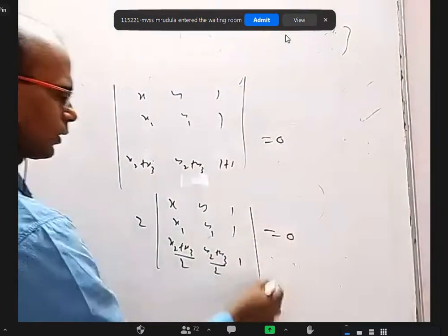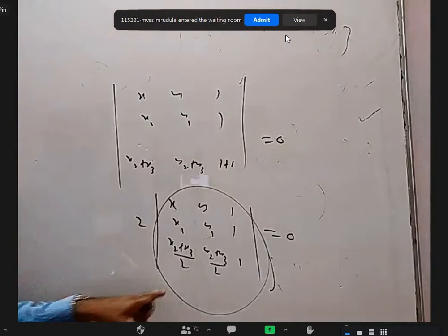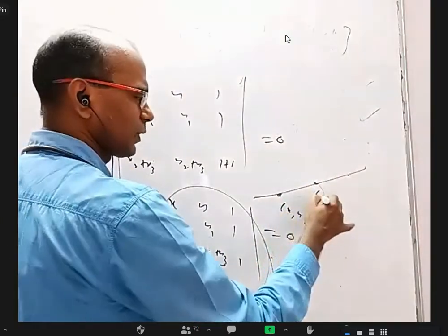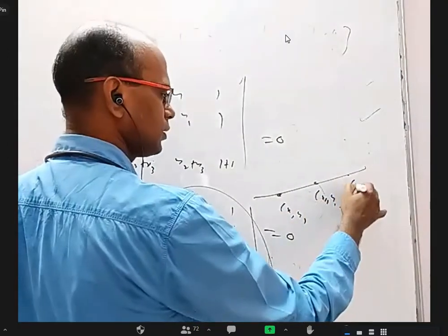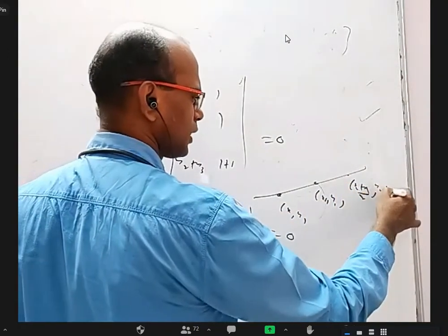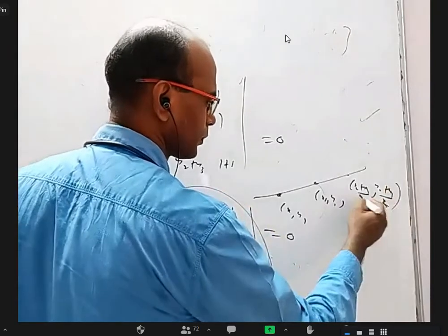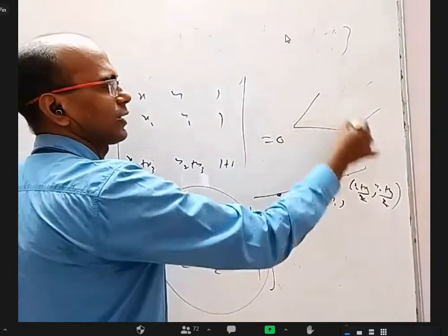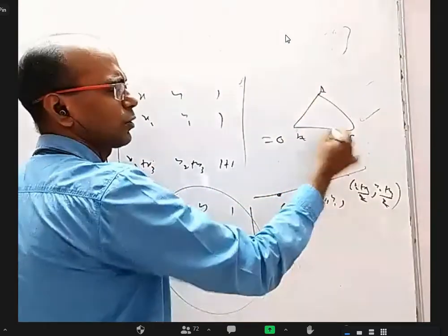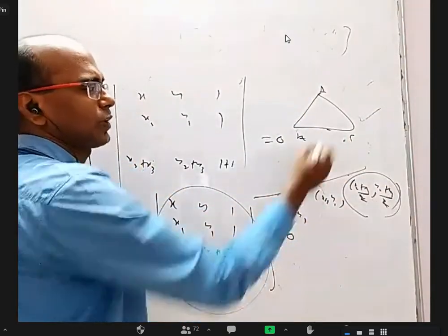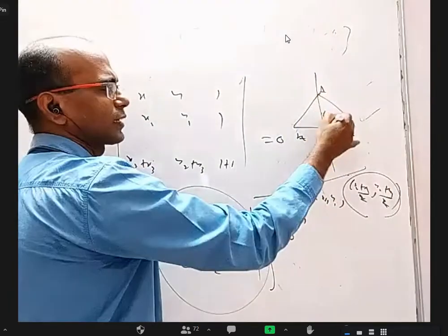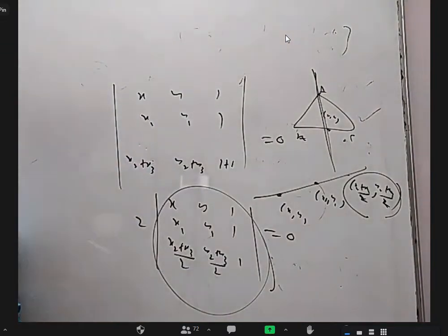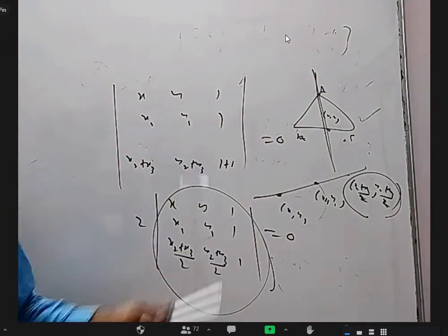But what this tells you is that there are 3 points which are collinear, that is (x, y), (x1, y1), and ((x2 plus x3)/2, (y2 plus y3)/2). So (x1, y1) is what? If you take a triangle, point A is (x1, y1), the midpoint of BC is ((x2 plus x3)/2, (y2 plus y3)/2). Any other point, if you take (x, y), if they're collinear, the locus of that point is this line equation. Am I correct? Yes, sir. So that's how it is, that line.